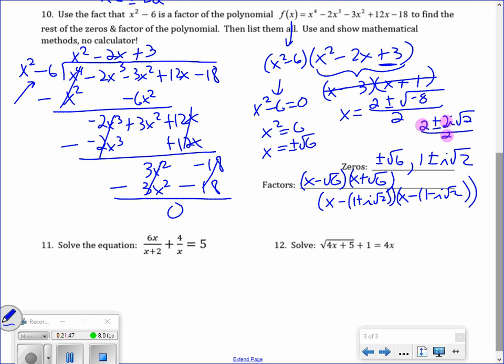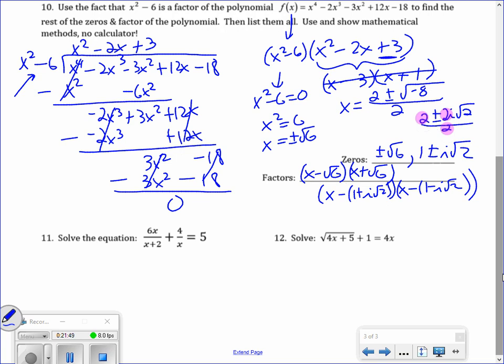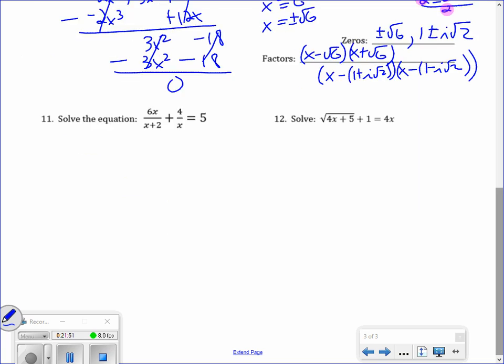All right, so 11 and 12, last home stretch here. So let's see. Solving this equation, the best way to do this, I mean, you could put the left side together and then cross multiply, but one of the ways we talked about in class is you can multiply by x and x plus 2. That's your common denominator.